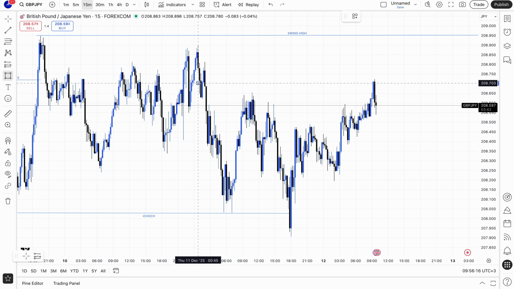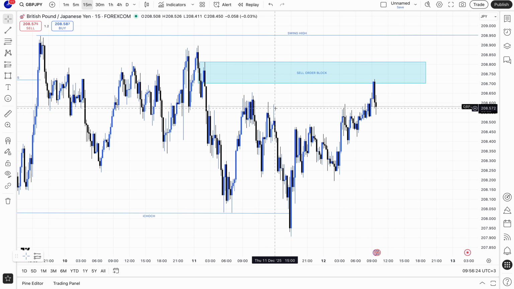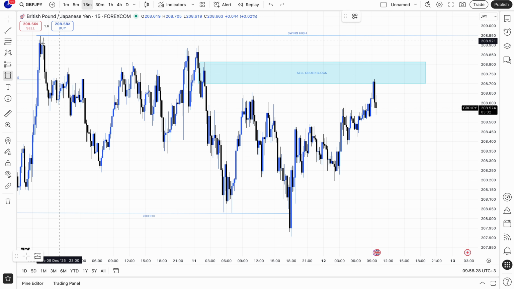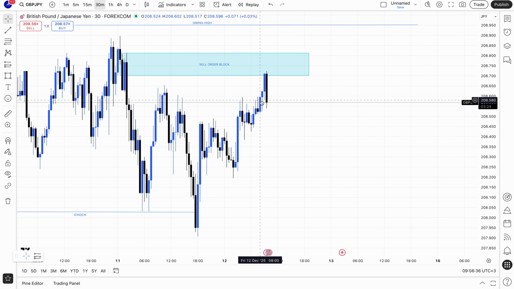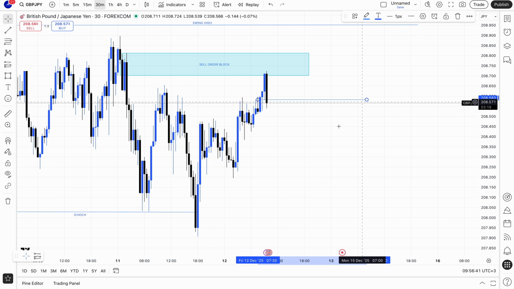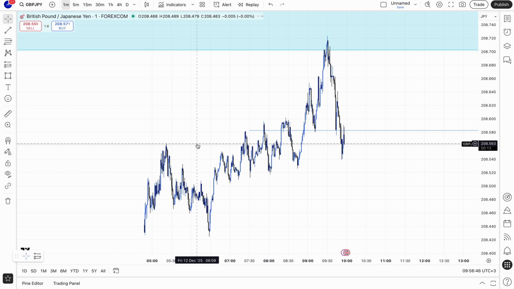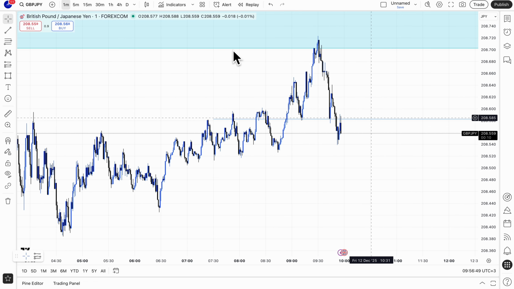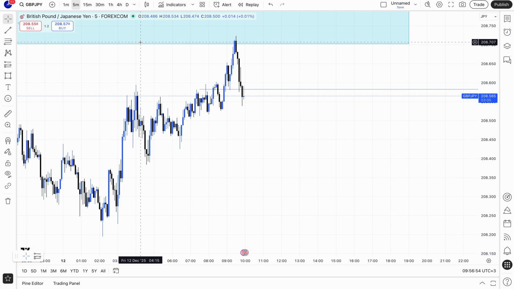We have our first sell order block, then we just have to wait for the confirmation from here. Then if the price comes and breaks below here, that's one of our confirmations. Then our second confirmation is already only here. Then we're gonna go to 15 minutes, we have an entry in 15, then we go to 5.